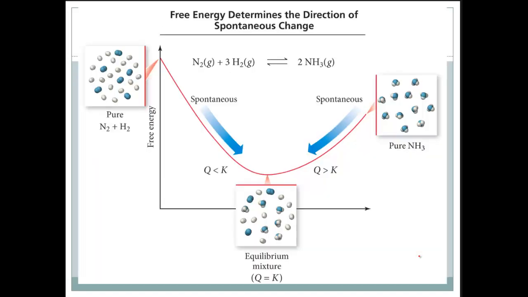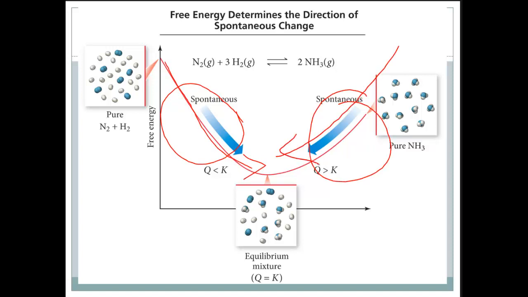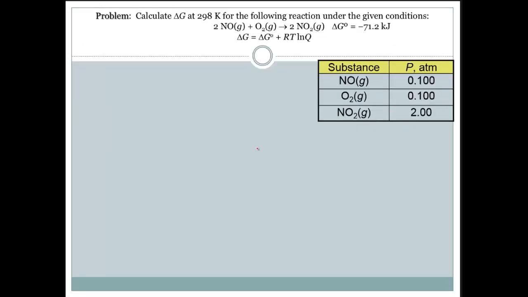So if Q is less than K, we're on this side and we're going to move towards the right. If Q is greater than K, we're on this side, we're going to move towards the left. And if they're equal to one another, it's in the middle at equilibrium. We're going to do one final example. Calculate the delta G. Notice that there's no little zero up here like there is here. That's because it's a non-standard condition. That's why you have a Q here instead of a K.